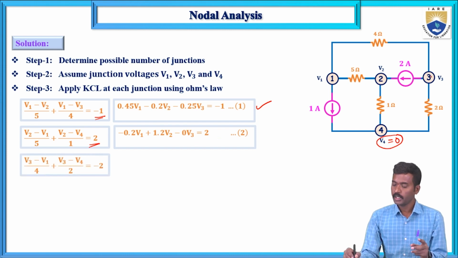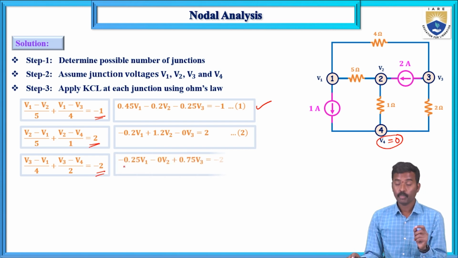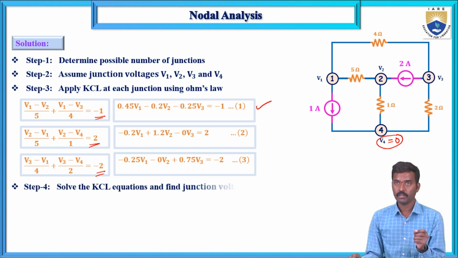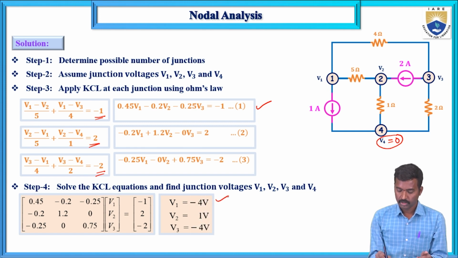Equation number 2. Next, if you apply KCL at this node, (V3 minus V1) by 4, (V3 minus V4) by 4, 2 is equal, leaving current is a minus. Next, minus 0.25 V1, 0 V2, 0.75 V3 is equal to minus 2. Now from these three equations, you can calculate V1, V2, V3. This is matrix format. V1, V2, V3, minus 4, 1, minus 4.